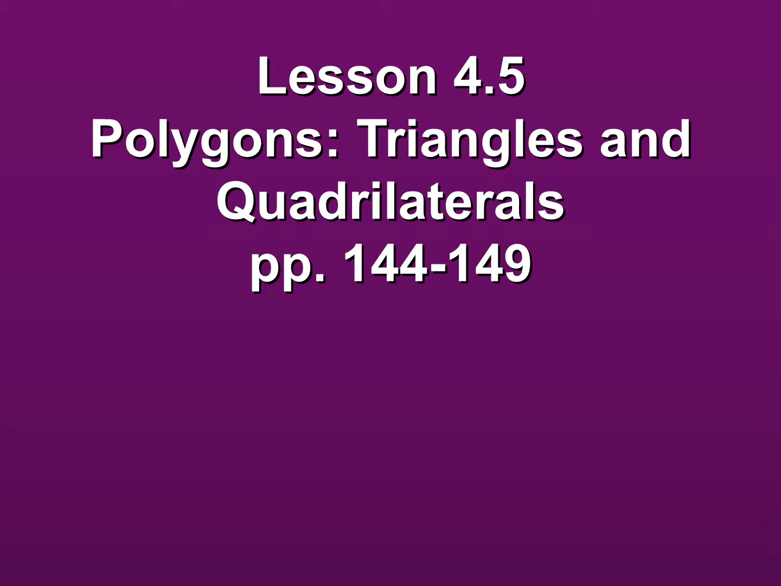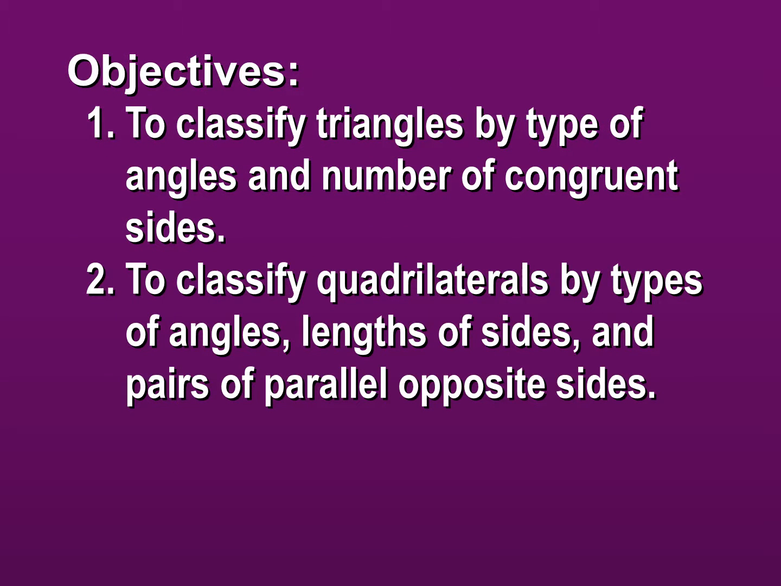Today we're going to talk about section 4.5 in your Geometry BJU Press textbook. We're going to be looking at polygons. In specific, we're going to be looking at triangles and quadrilaterals. So we're going to be able to classify triangles and quadrilaterals.